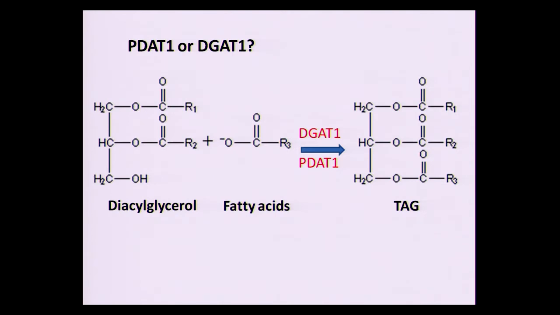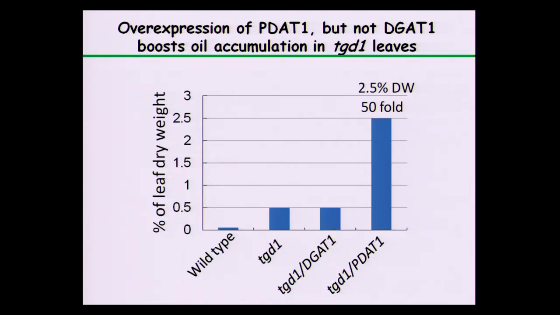So we know that in studying seeds, there are two enzymes. One is called PDAT, one is called DGAT. They are important in converting fatty acid into TAG. Specifically, both these enzymes are responsible for attaching a long fatty acid to the empty position of diacylglycerol to make it triacylglycerol.